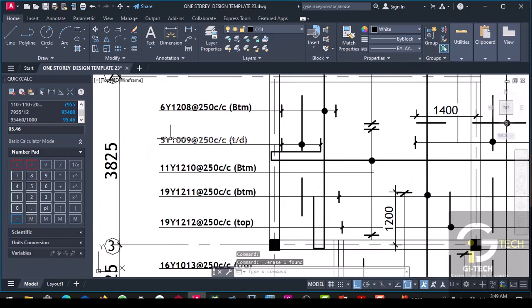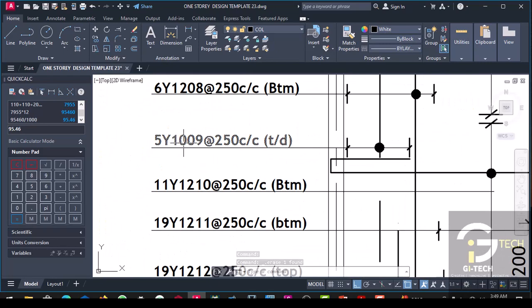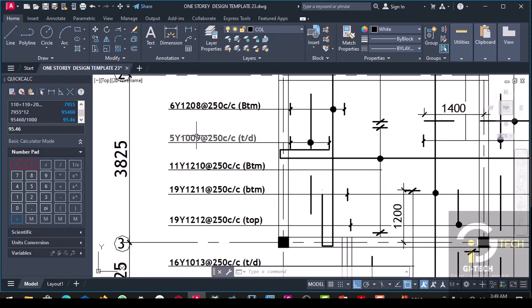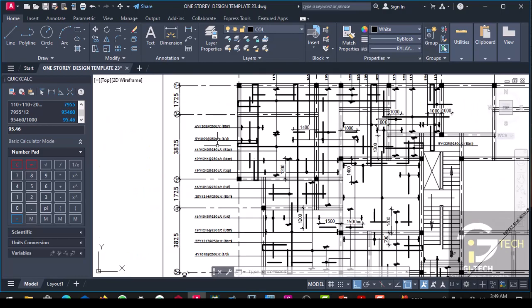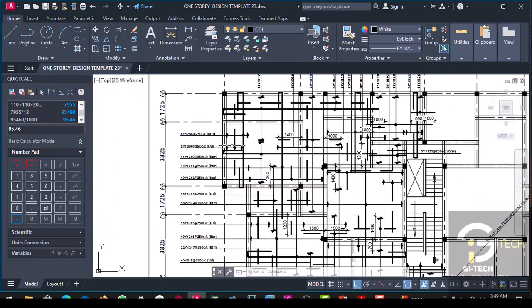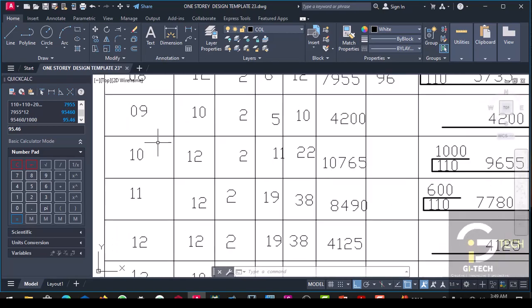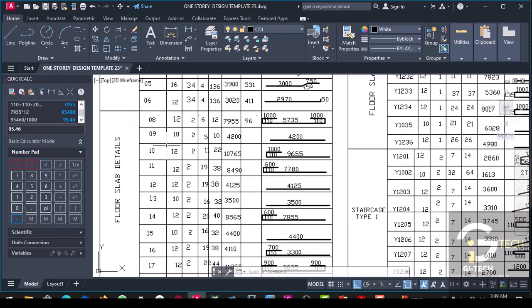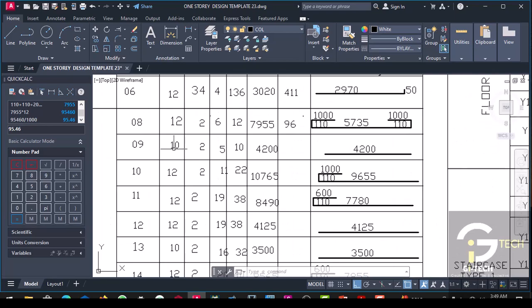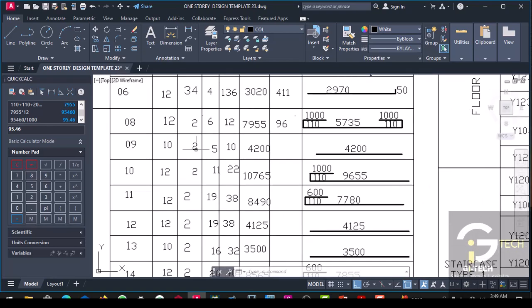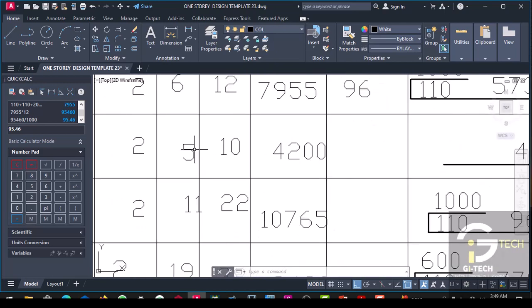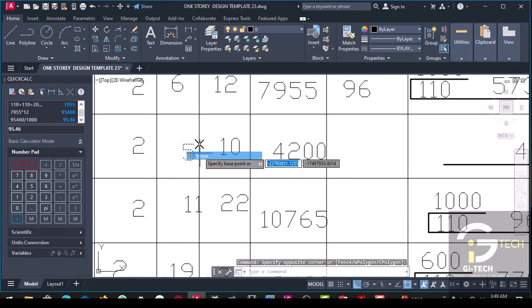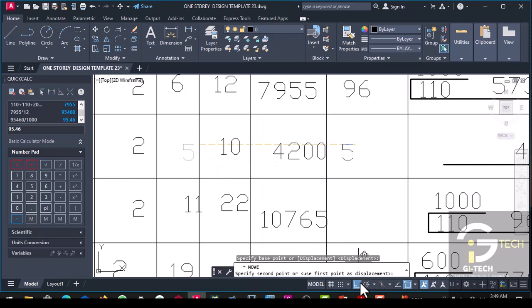Now 09 is wide 10, the diameter is 10, so this is top distribution. So we have it here. 09, the size here is 10, then the number of bars is 2, the number in each is 5.